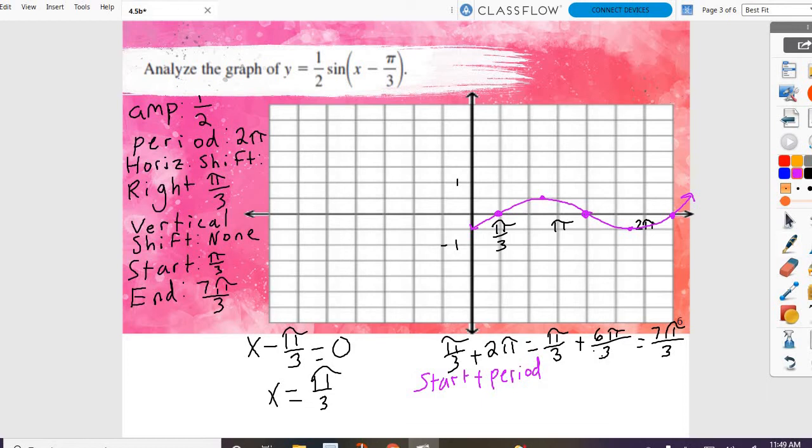Questions on how we got any of those numbers? Because the process is going to be just as important as your final graph. Because remember, I could ask you, just find the amplitude. Or just, what is the horizontal phase shift? So we still need to know how to find all the different pieces, not just the overall graph. Questions so far?